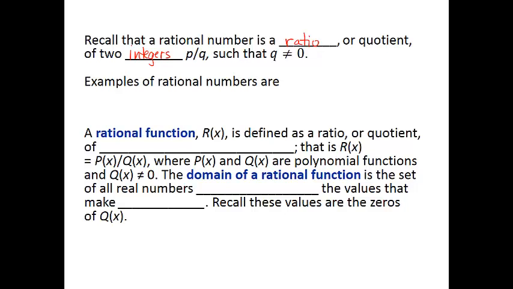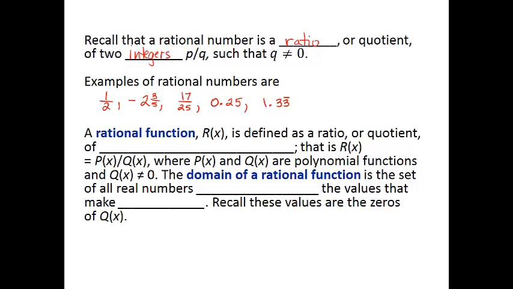Examples of rational numbers are 1/2, -2 3/5, 17/25, 0.25, 1.333, where the 3 repeats. So rational numbers can be mixed numbers. They can be decimals that terminate or decimals that repeat.